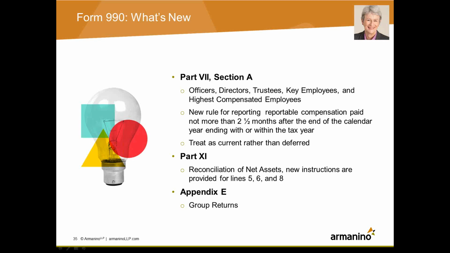The Part 11 change is just a change in the instructions, but there doesn't seem to be any change to how we've been completing the form. It's still those unrealized gains, other changes. So I think it's just an instruction clarification. And then finally, there's a change affecting organizations that file group returns. So if you're in that category, please do take a look at that change.